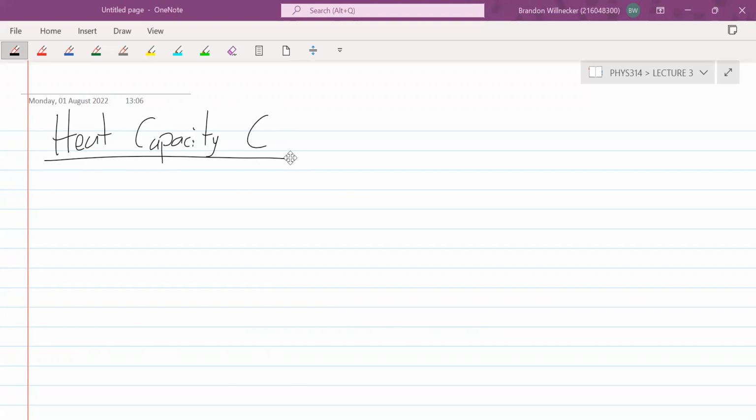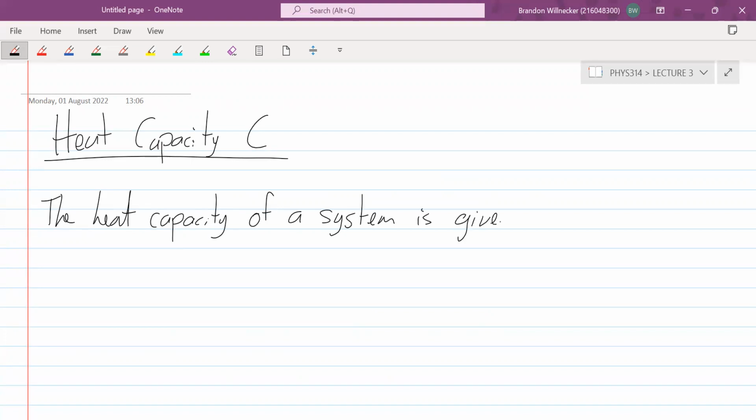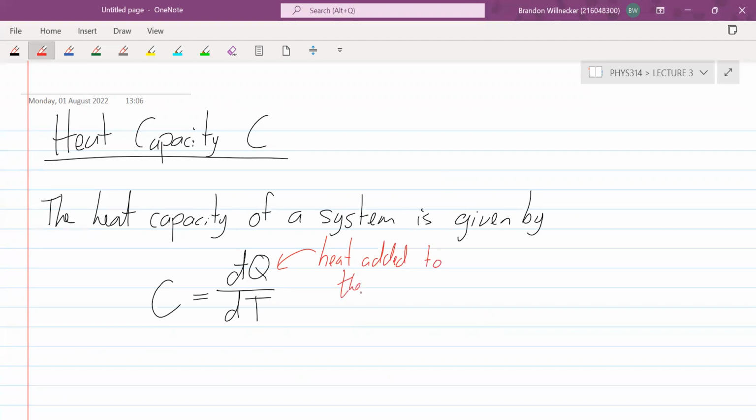Okay, so what is heat capacity? The heat capacity of a system is given by C, and it's equal to dQ by dT. Okay, so what do we mean by this? dQ is heat added to the system, and dT is the resulting increase in temperature.